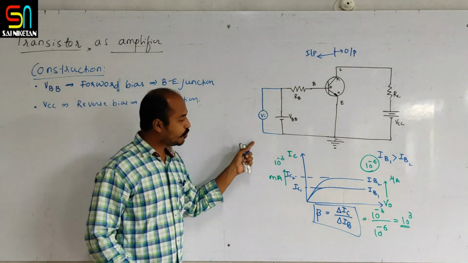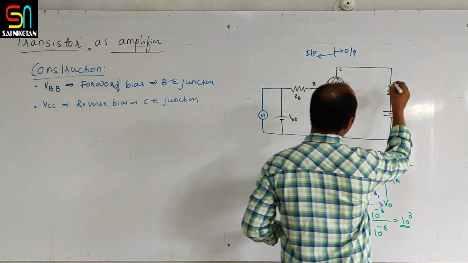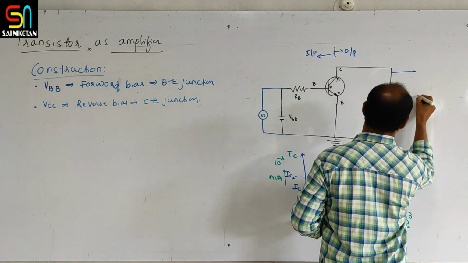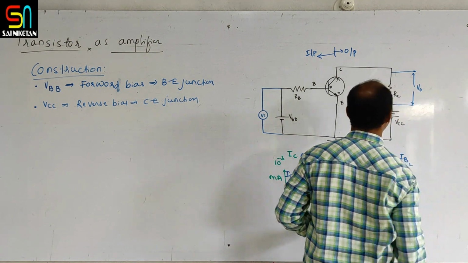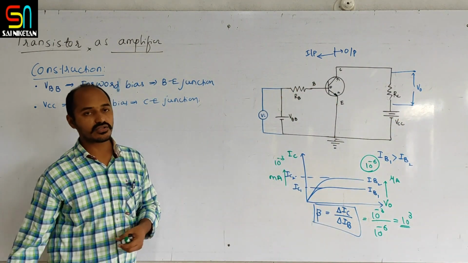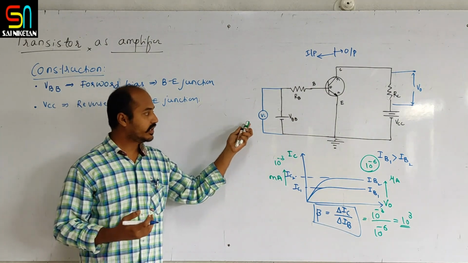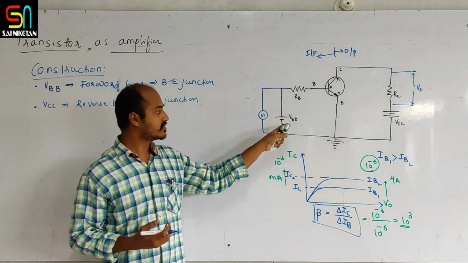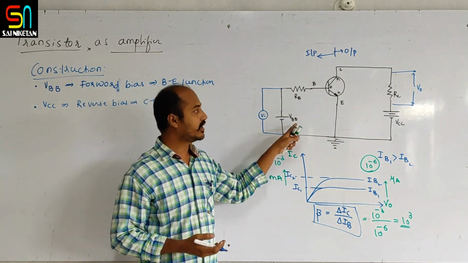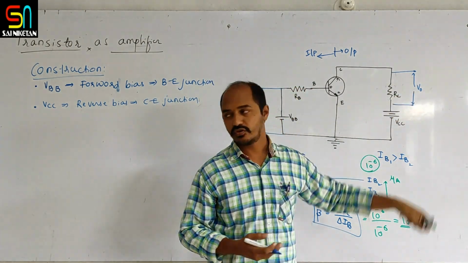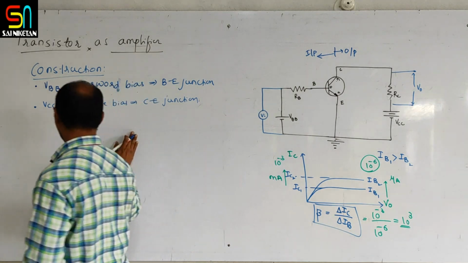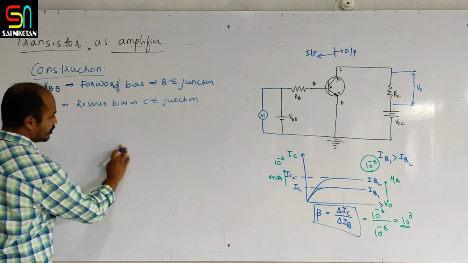And output is obtained somewhere here. So this is what the output voltage is. So this is regarding the construction. Furthermore, you have to add the input voltage is connected across the VBB battery and output is connected across the load resistor. So you have to add those things also. Input and output are connected as shown in the figure.